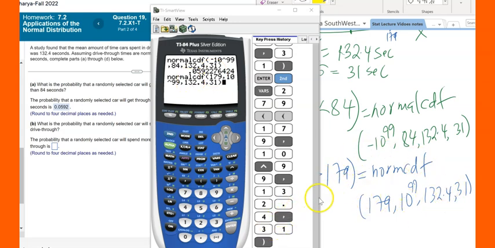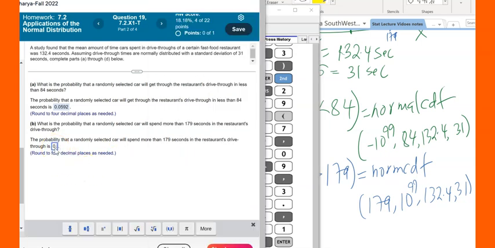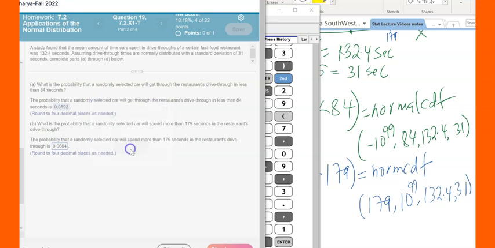Then let's press enter, and I get 0.06639. Rounded to 4 decimals gives you 0.0664. Makes sense? And that's correct.